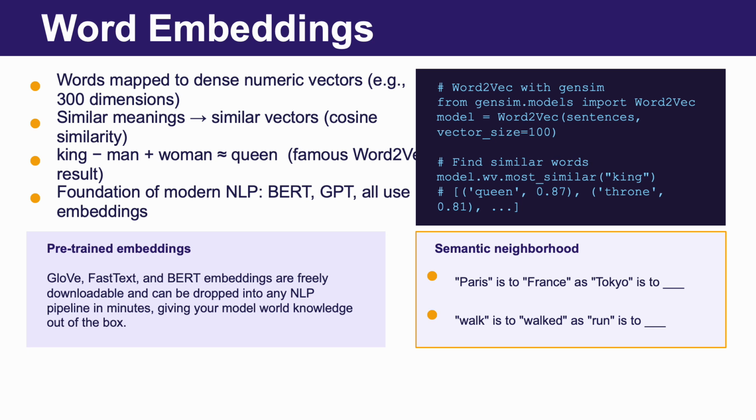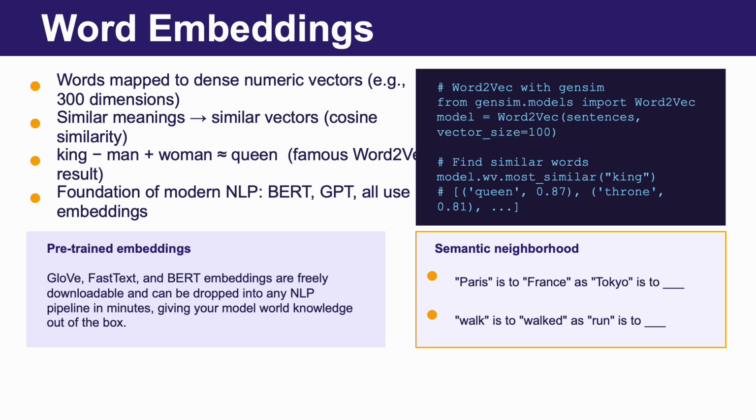Word embeddings represent each word as a point in a high dimensional space. Words with similar meanings end up closer together in that space. This is a much richer representation than simple word counts because it captures relationships between words rather than just their presence or absence.